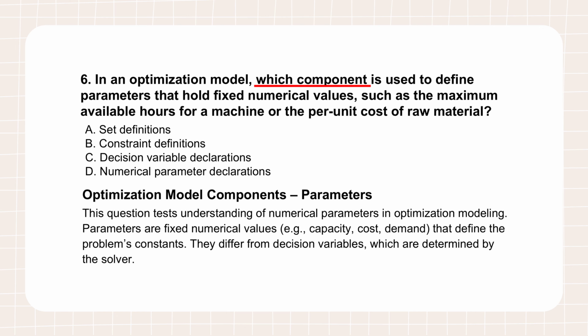How does the model handle these constants properly? Well, you definitely don't just hard code them into the equations. That makes the model a nightmare to manage or update later. The proper structure uses numerical parameter declarations. These parameters are the constant values that define your playing field, the max machine hours, the fixed budget, the cost per unit. You define them right up front. They become these non-negotiable inputs that get referenced later in your objective function and, critically, in your constraint definitions.